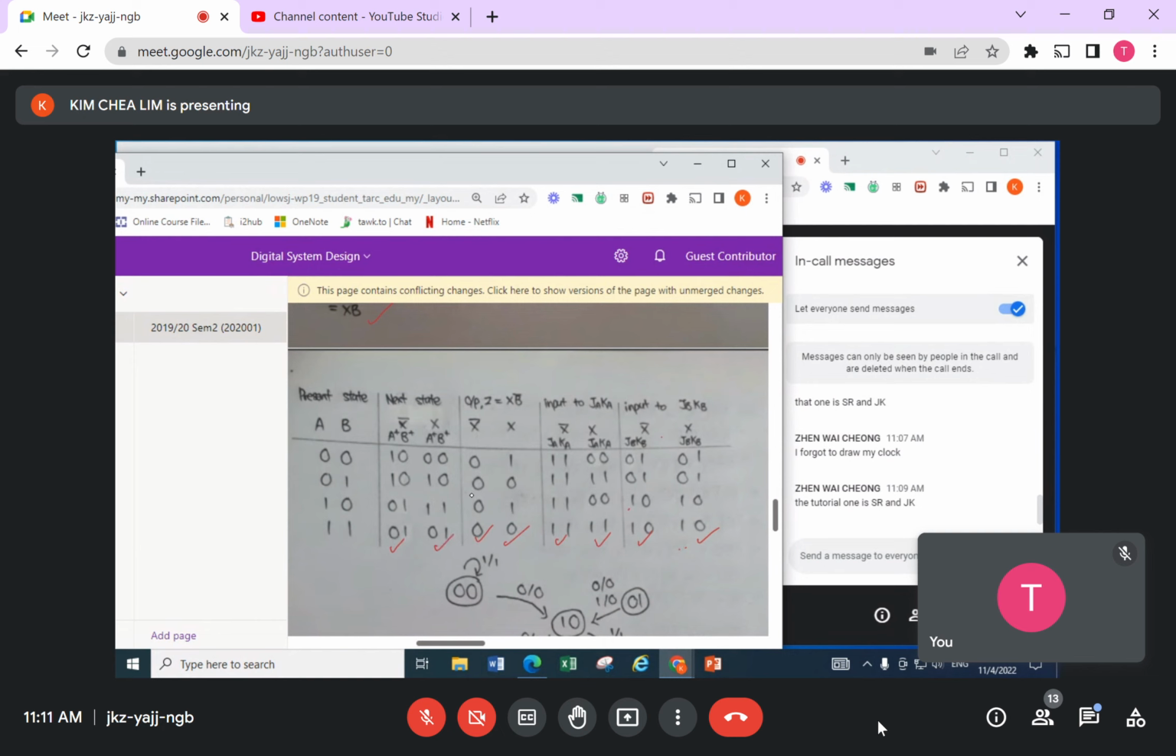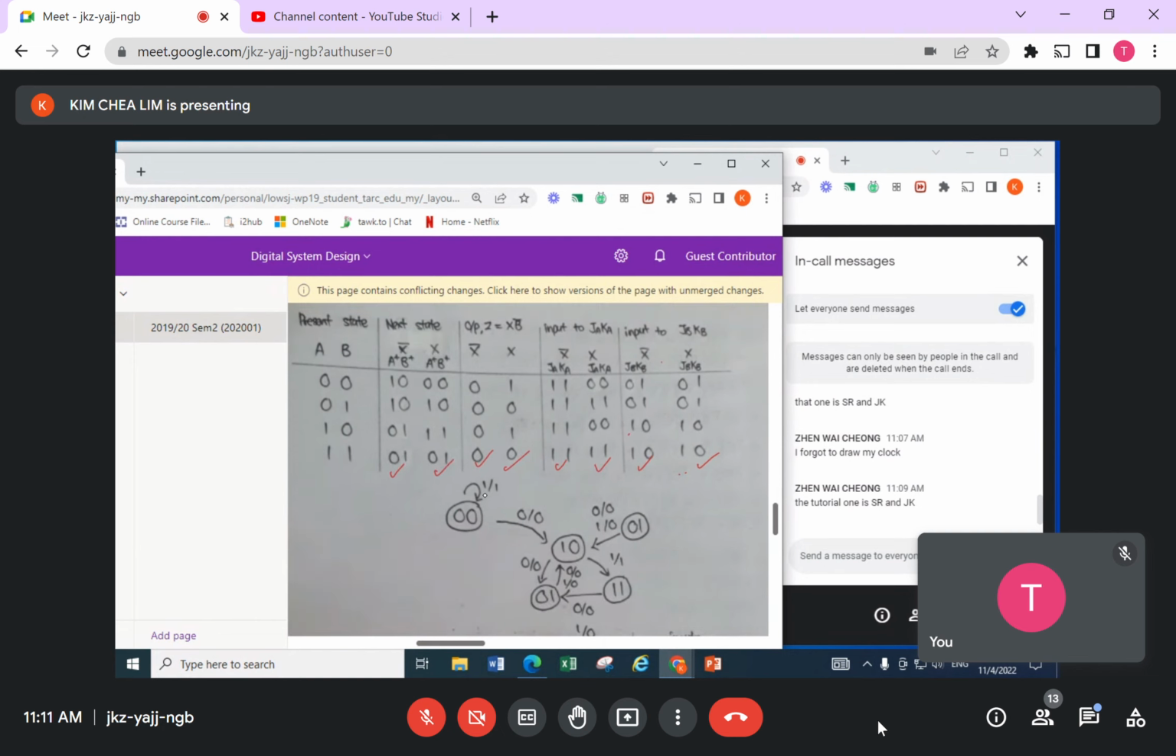Yes, correct. Based on this table here, the question never asked for this one, but no harm doing. But of course, in the exam, read the question unless you've got a lot of time. If not, do whatever you are supposed to do.